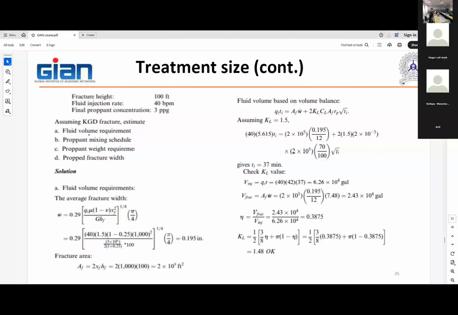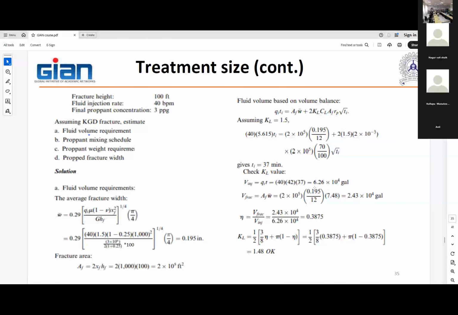So if you pump so much, what is the volume of the fracture? Volume of the fracture is the area of the fracture times the average width of the fracture. Area of the fracture is 2 times 10 to the 5. So that is your 2 times 10 to the 5 here. Okay. Width of the fracture in feet is how much? 0.195 divided by 12.